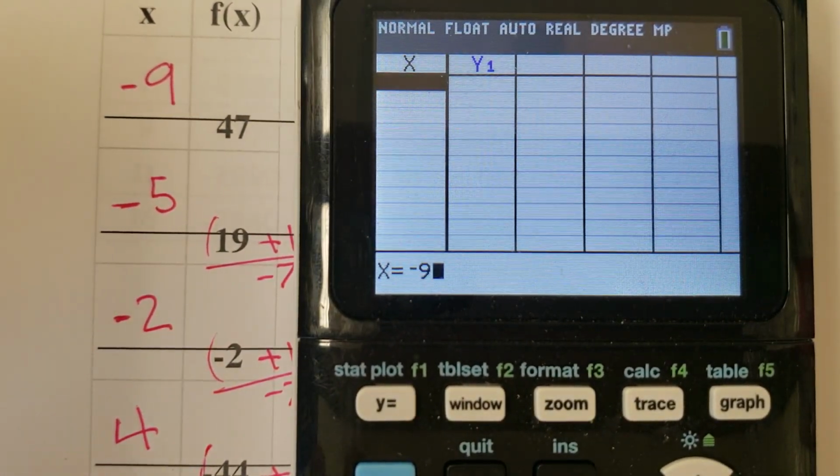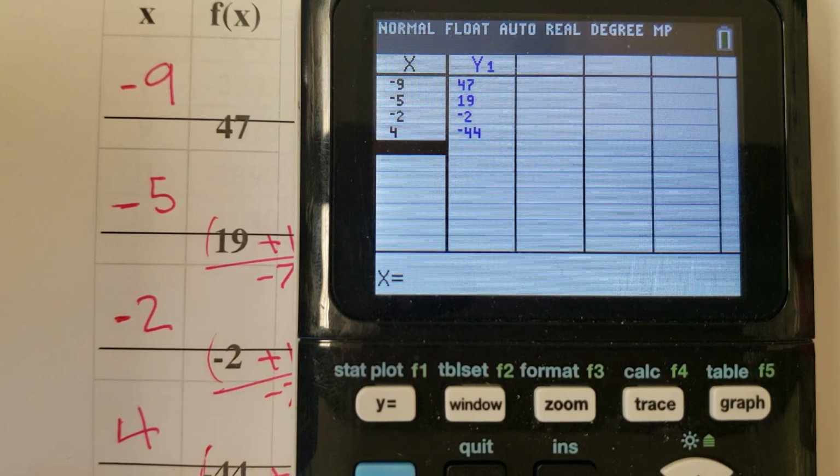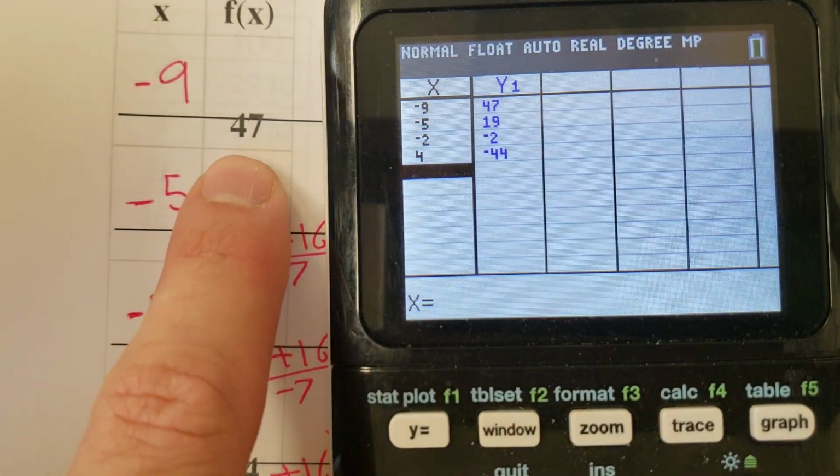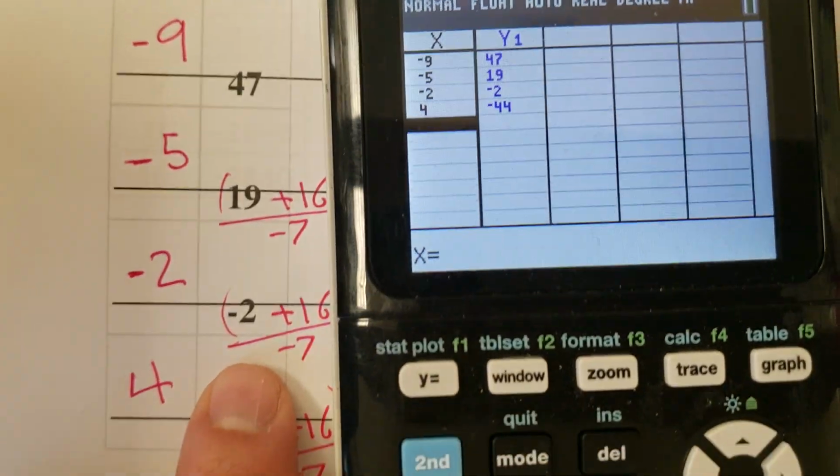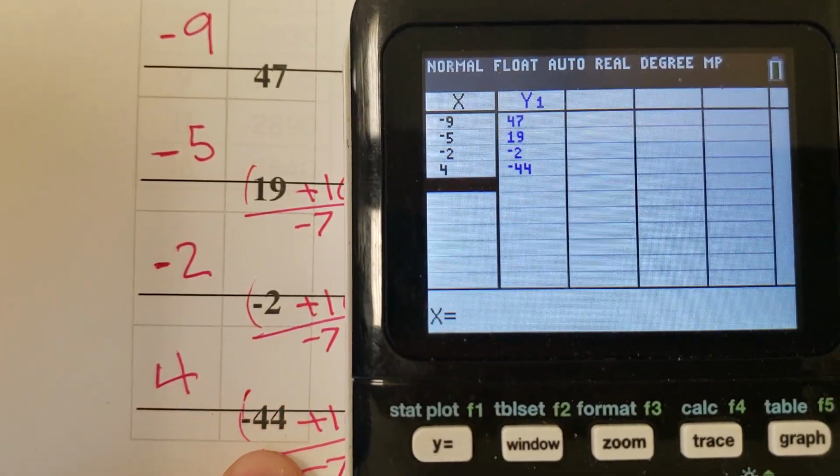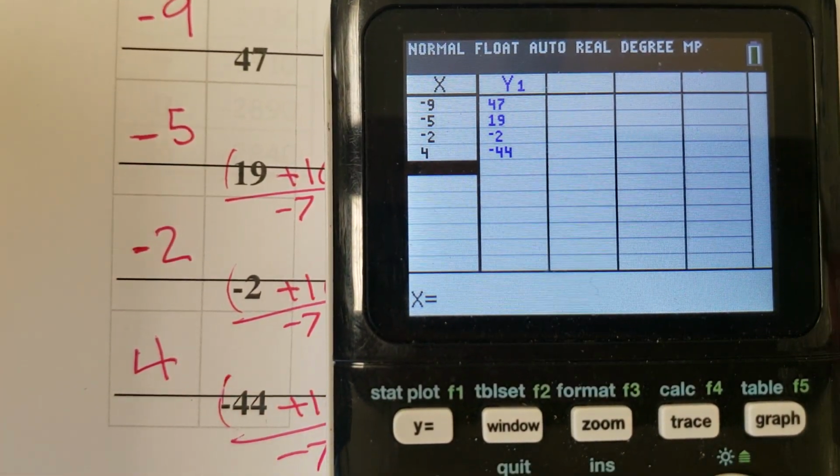Oh man, I'm nervous. I hope it works out. Negative 9, negative 5, negative 2, negative 4. Oh, nice. 47, 19, negative 2, negative 44. I think I did it correctly.